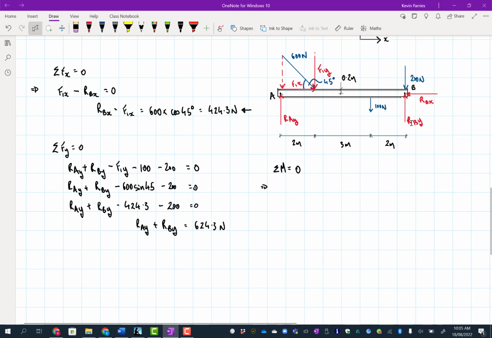So we don't know RBY. We do actually know RBX. We've calculated that. So you could use this point. What would that give us? That would give us RBY on its own, I think. So it doesn't really matter actually for this one. You could take either of these points and I think it would give you the information you need.